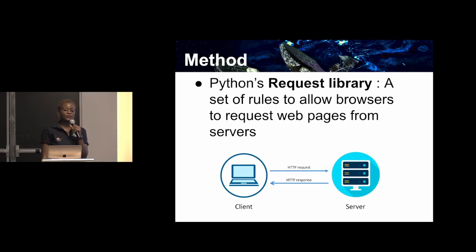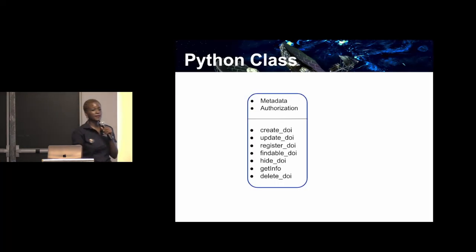And in using Python, there are a lot of libraries that could be used to perform different tasks. And these different tasks depend on what you want to do for you to select a library. The library that we used mostly in this code is the requests library. And what the requests library does is it's a protocol that allows communication between a client and a server. So on the client, you would send a request to the server. The server processes the request and then gives a response to the client. So in using this library, we have created a Python class. And in this class, we expect metadata.